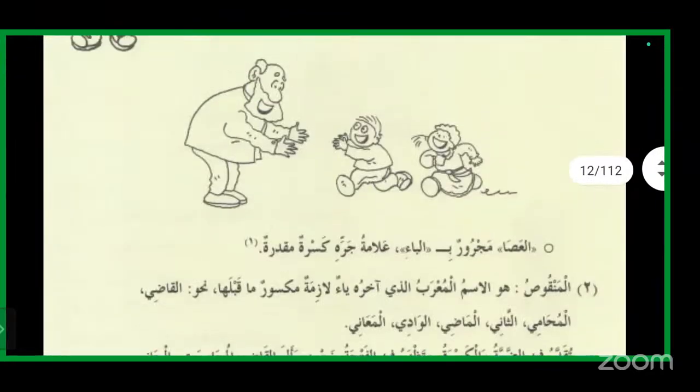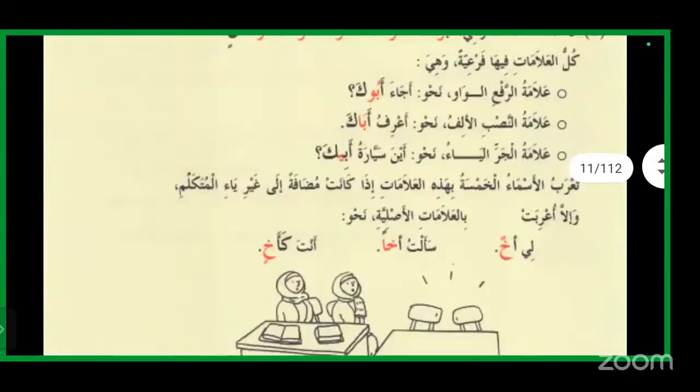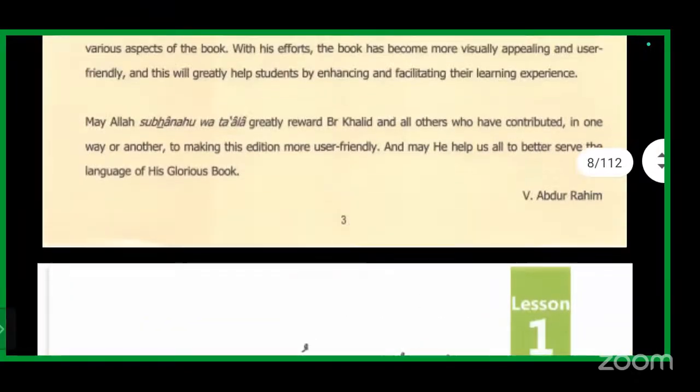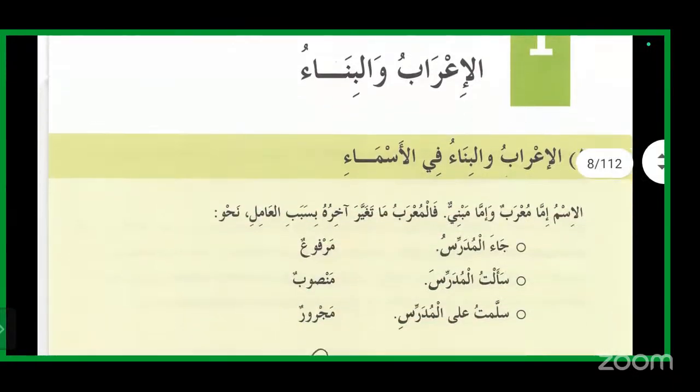So first we need to understand what is the format of the book here. I will just tell you about it, you can understand it properly, and then we can move on. So lesson 1 begins on page number 4. The topic of the lesson is al-i'rabu wal-bina. The first part, number 1, is al-i'rabu wal-bina fil asma. What is the i'rab and bina in the nouns, right?